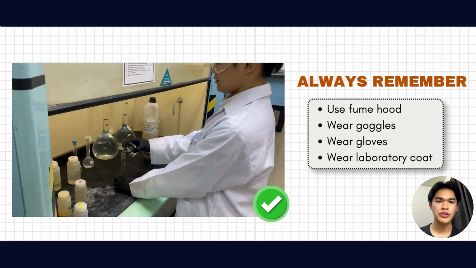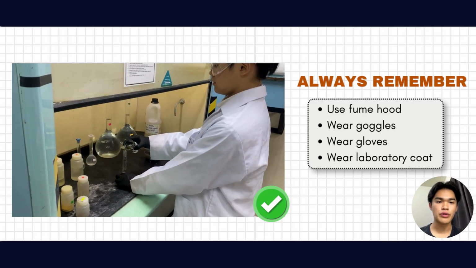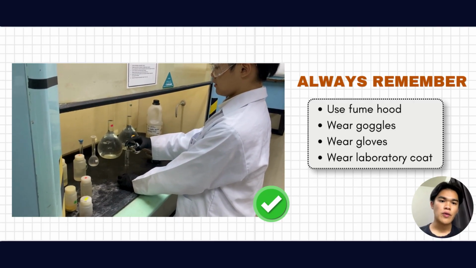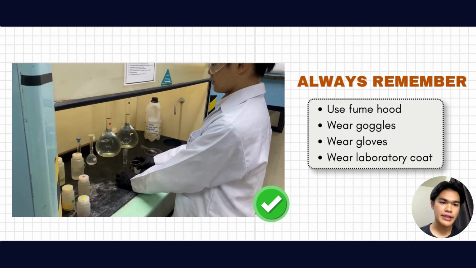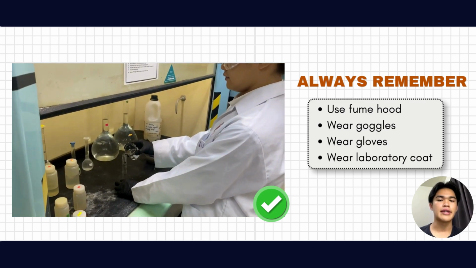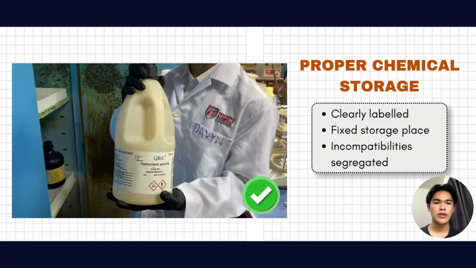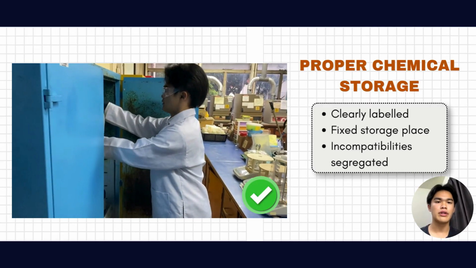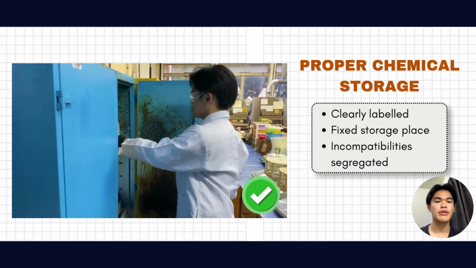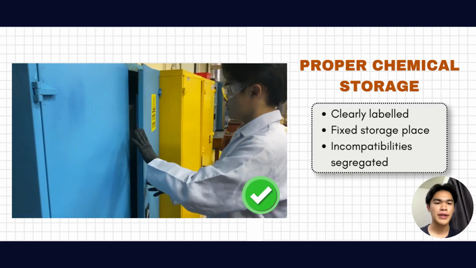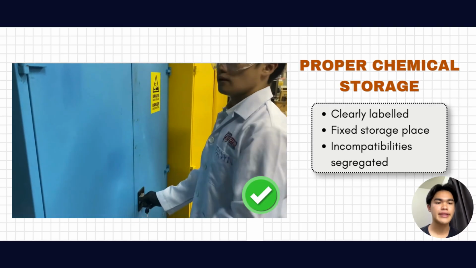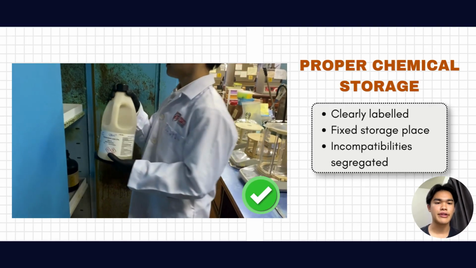So, based on the video, always remember: use the fume hood, wear goggles, wear gloves, and wear a respiratory coat when transferring HCl. And also, we have to have proper chemical storage with clearly labeled, fixed storage space, and if any incompatibility is found, we have to segregate that.